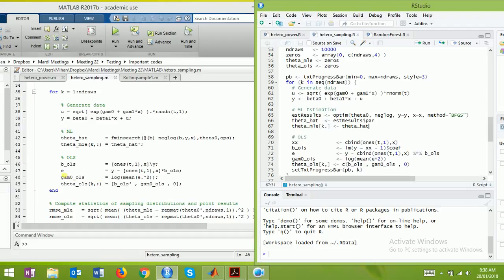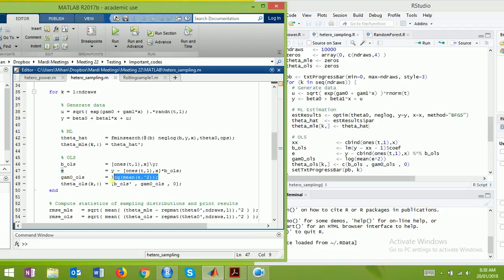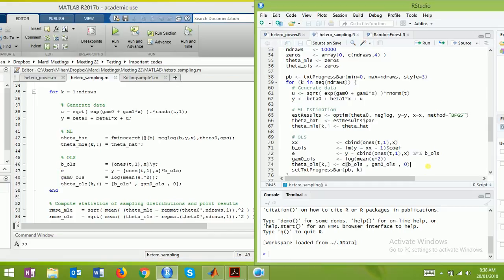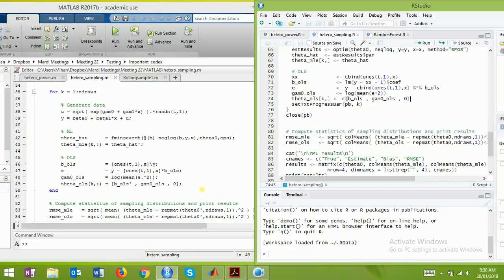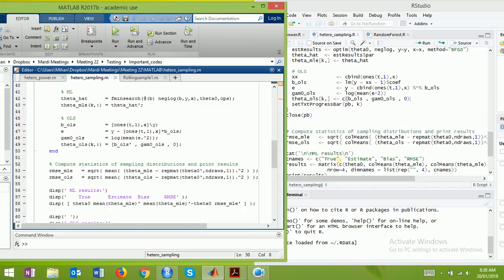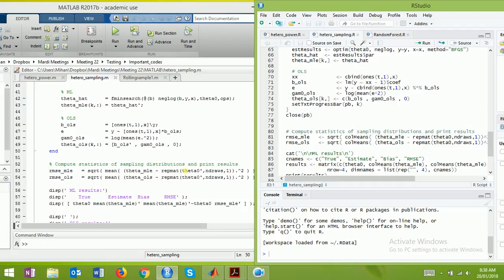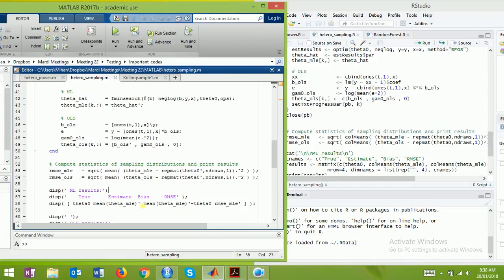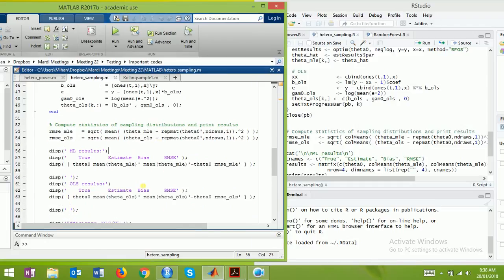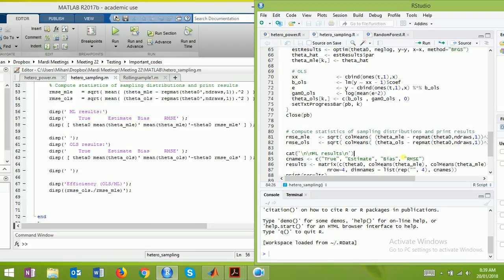To find the mean squared error, theta OLS is gamma and beta and 0, gamma beta and 0. So that will end the total progress, 5,000 replications, root mean squared error, everything. That's all. Very simple.